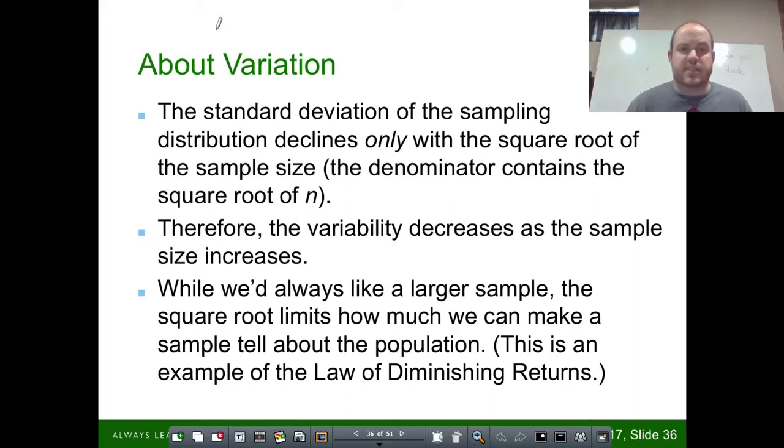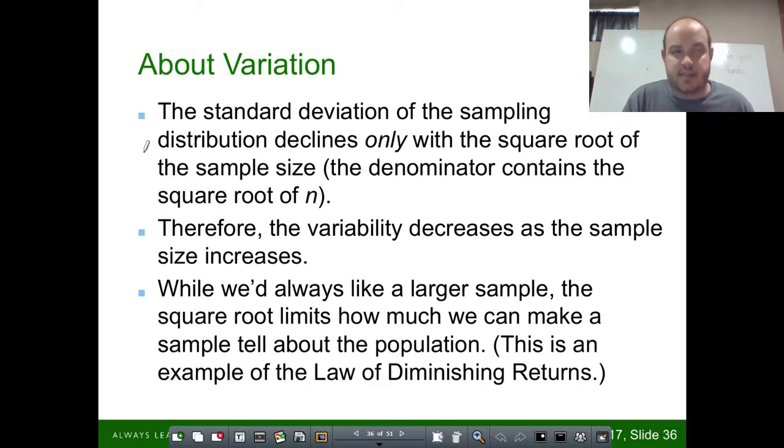So it says here that the standard deviation of the sampling distribution declines only with the square root of the sample size. Therefore, variability decreases as the sample size increases. While we'd like to take a larger sample, the square root limits how much we can make a difference. It is called the law of diminishing returns. This slide's weird and kind of gives you information that's a little bit challenging to understand, so I'm going to explain it to you right now.